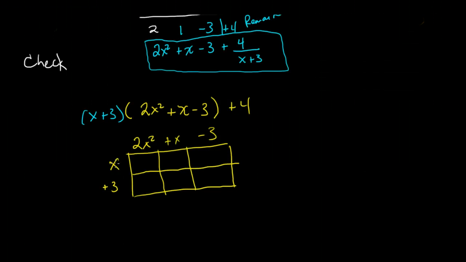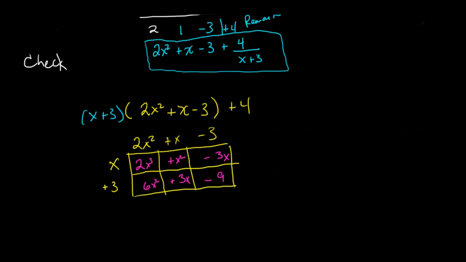Now I just distribute. I say this term times this term gives me 2x cubed. X times x gives me a +x squared. X times a -3 gives me a -3x. And then I do the bottom row. That number times that number gives me a 6x squared. This number times this number gives me a +3x. That should have been -3x on the top, and +3x here. And then this number times this number gives me a -9.